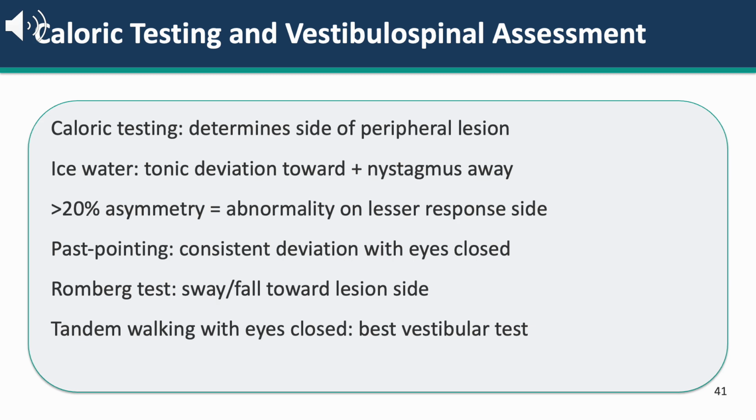Clinical assessment of the vestibulospinal pathways includes pass pointing, where consistent deviation of the arm to one side with eyes closed indicates vestibular dysfunction. With acute unilateral vestibular lesions, patients sway or fall toward the lesion. Tandem walking with eyes closed is a better test of vestibular function than the standard Romberg test when cerebellar and proprioceptive function is normal.